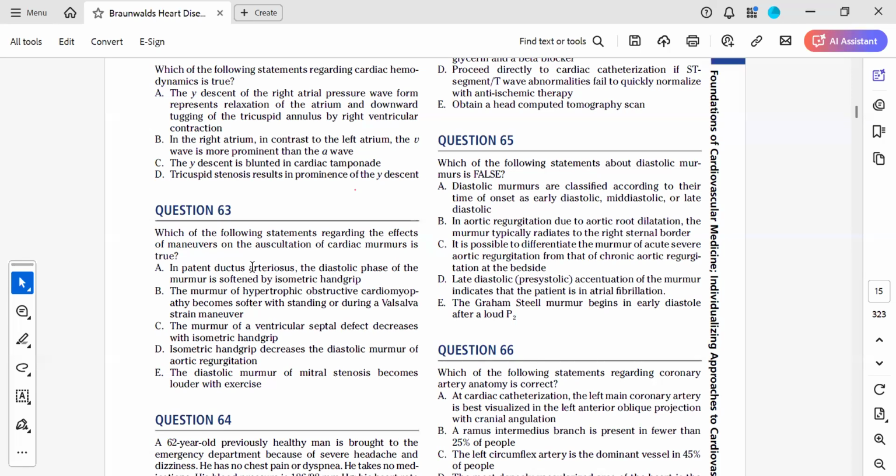It's important to note that. But the best point to pick an AR murmur is Erb's point, the left sternal border. Okay, thank you. Thank you, sir.